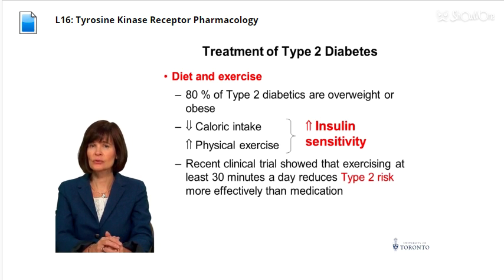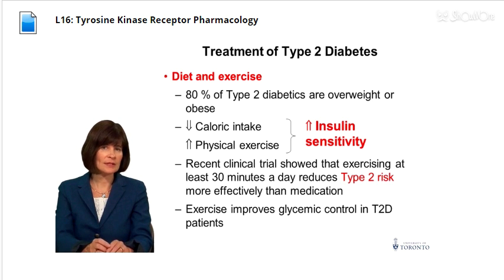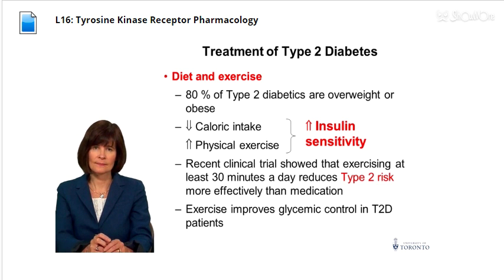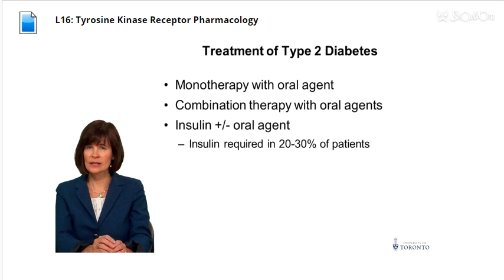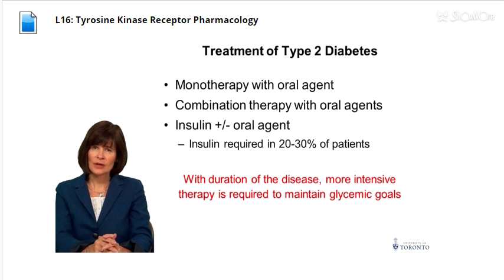Recent clinical trials have shown that exercising at least 30 minutes a day reduces the risk of type 2 diabetes more effectively, in fact, than medication. Regardless of the treatment, exercise improves glycemic control in all type 2 diabetic patients. Treatment of type 2 diabetes with drugs is often required and involves either a single or multiple oral hypoglycemic agents. Typically, it is a condition that progresses, and the number of medications needed for good glycemic control increases. With progression, 20 to 30% of patients will require insulin in addition to other drugs to control diabetes.